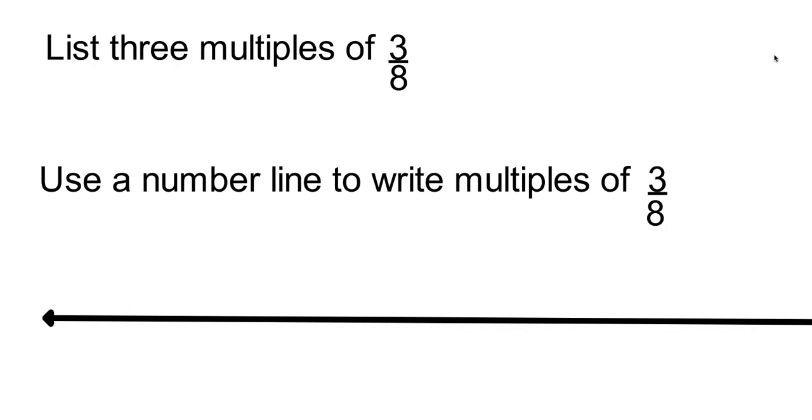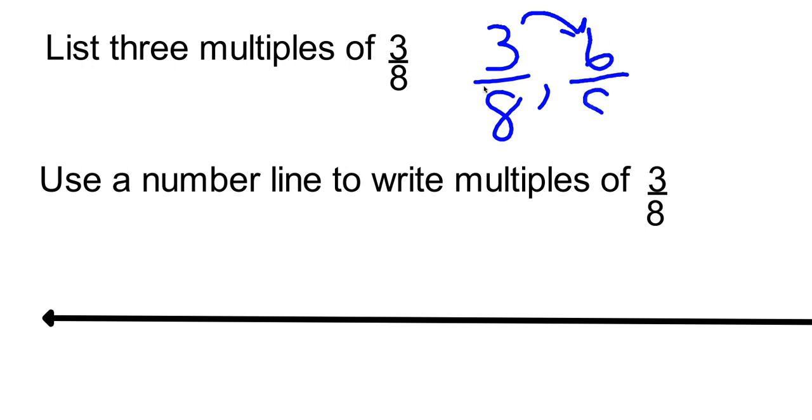Okay, so let's jump into practicing multiples of fractions. List 3 multiples of 3/8. We're going to start with 3/8. And now remember, to get the next fraction, we have to add another 3/8. That's what skip counting and multiples are. So this would be 6/8. Then another 3/8 would be 9/8. Now we're going to use a number line to show the multiples of 3/8.